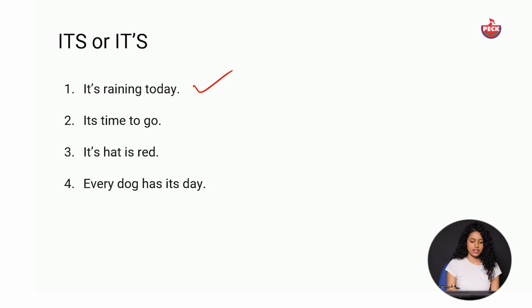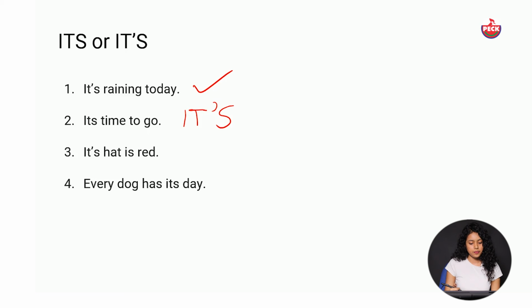The next sentence, it's time to go. Now what is its? It is the possessive adjective. So can you say its time to go? No, that would be incorrect. The right it's would be it apostrophe s because you want to say it is time to go.